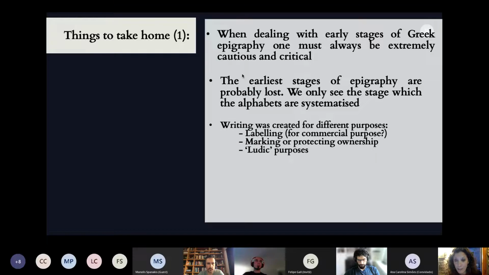Then, the writing at these first stages was created for several reasons, and mainly for labeling, maybe for commercial purposes, but we are not certain about it. Marking, so to protect your ownership or just claim it. And so also for ludic purposes, because we have a lot of ludic and joke and vulgar inscriptions in this period.